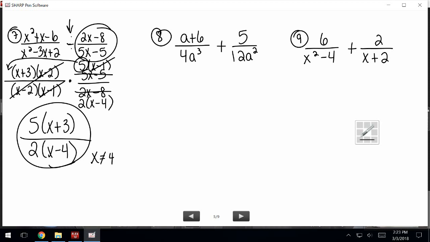Number 8, the LCM, the least common multiple between 4 and 12 would be 12. All right, and then a to the third. So we've got to make all those fractions 12a to the third. All right, so to make 4 become 12, I multiply him by 3. And if I do it to the bottom, I have to do it to the top. And I have to put parentheses around my binomial. Okay, to make the a squared become a cubed, you multiply him by a. And if you do it to the bottom, you do it to the top.